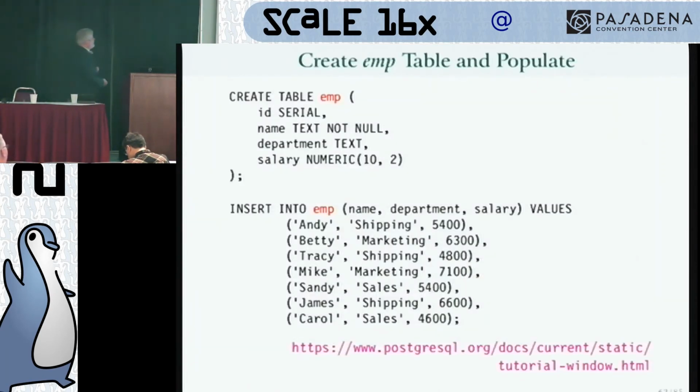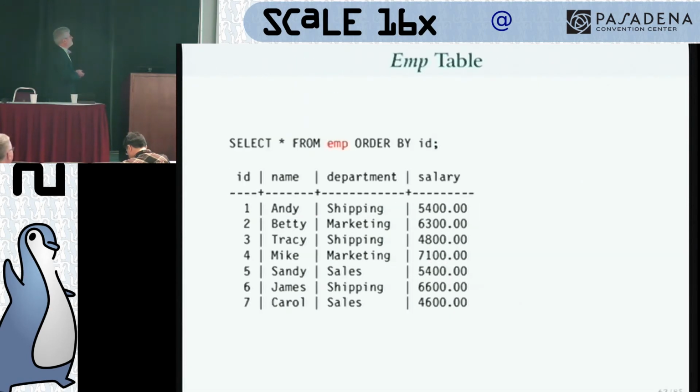Okay, so we have an employee table, and we have 7 employees. Again, they have a department and they have a salary. Very traditional example here for employees. We do a select on the employee table, and we effectively have 7 employees in different departments. Okay?